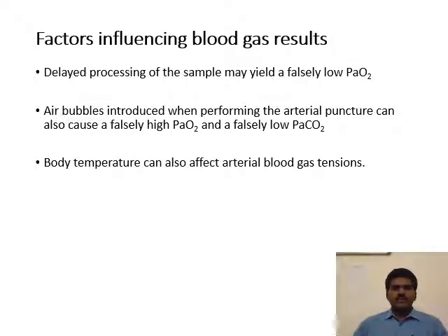So what are the factors influencing the blood gas results? Delayed processing of sample may yield falsely low PaO2. Air bubbles introduced when performing the arterial puncture can also cause falsely high PaO2 and falsely low PaCO2. Body temperature can also affect the arterial blood gas tensions.